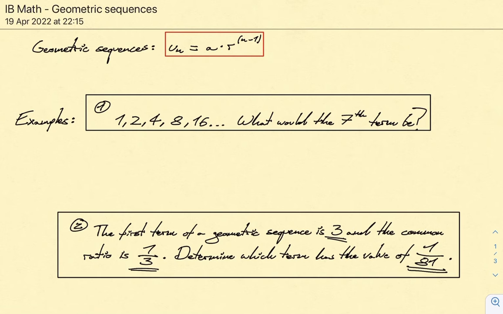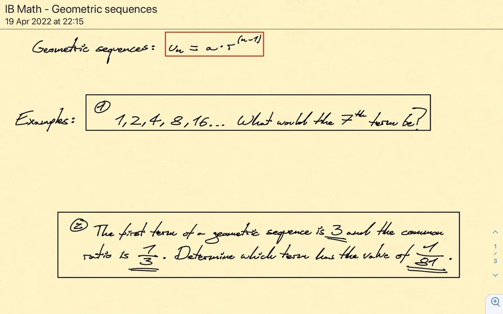Now, what are geometric sequences? A geometric sequence is a type of sequence. If before we had arithmetic sequences, which consisted of numbers that always had a common difference between each other, a geometric sequence has always a common ratio. What do I mean by that?